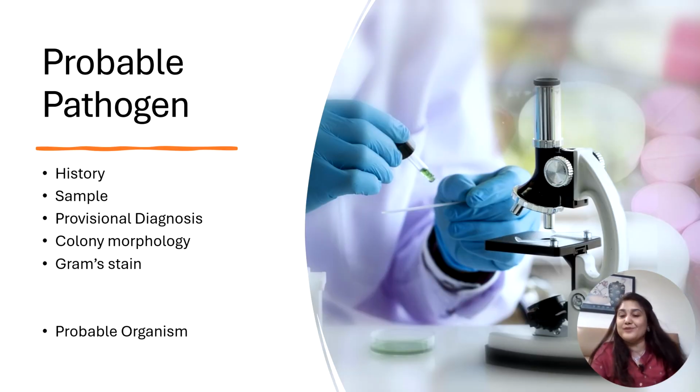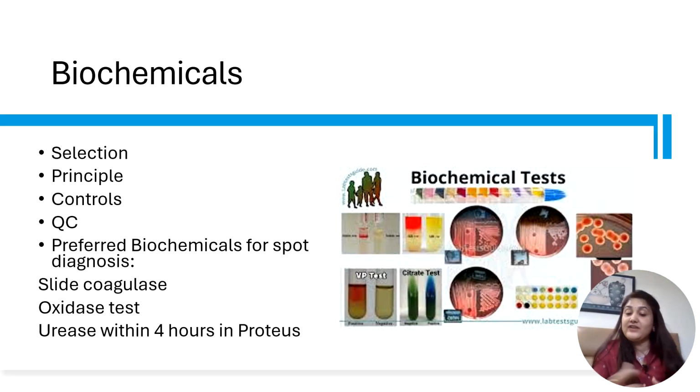So now we come to the probable pathogen. From the history, sample, differential diagnosis, probable diagnosis, colony morphology and gram stain, you know your probable organism. In this case it is Staphylococcus aureus, but we cannot mention it like that, so we will advise. You have to mention this looks like a probable organism, Staphylococcus aureus, however I want to confirm it by various biochemical tests.